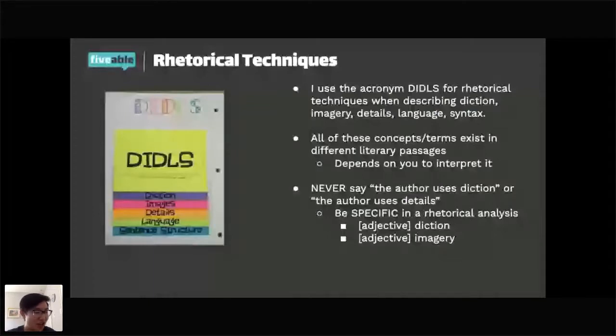So this slide basically talks about rhetorical techniques. So that's the diction, imagery, details, language, and syntax. Something I mentioned multiple times throughout multiple streams is that you should never say something like the author uses details or the author uses diction, because that's just really vague. Remember, every nonfiction prompt will have diction. Every nonfiction prompt will have details.